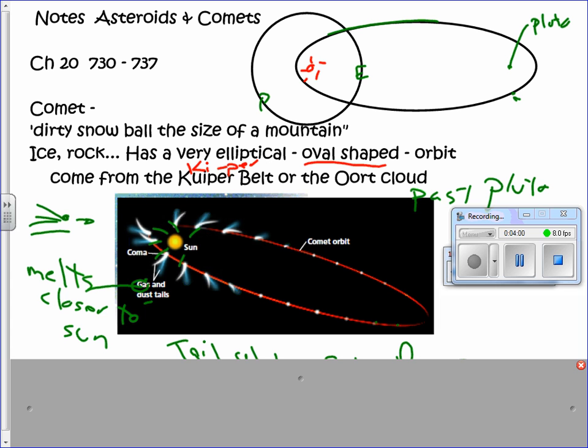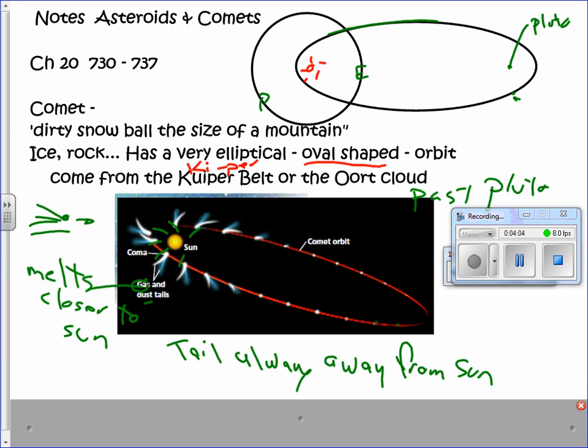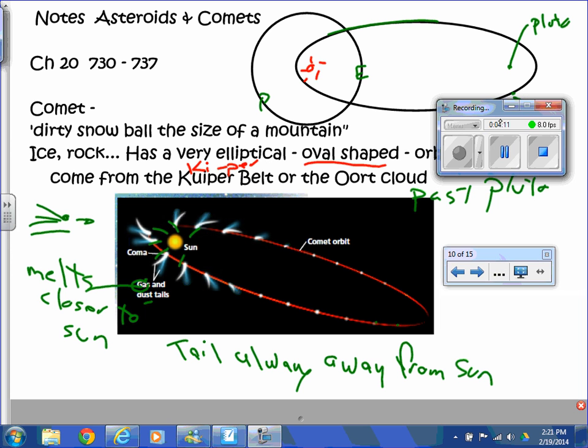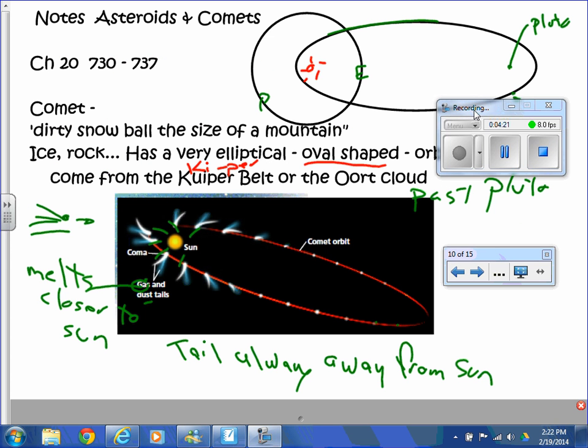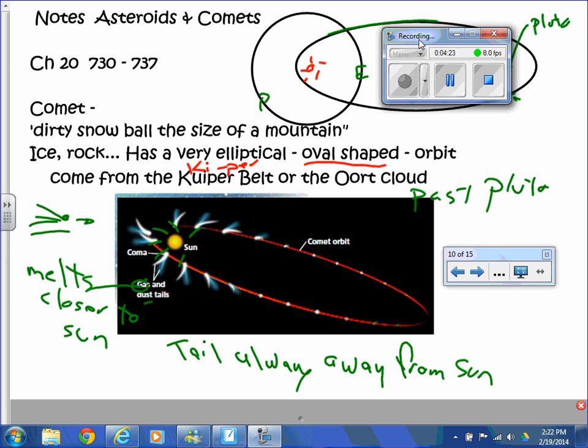There are two tails, and one is more the water vapor tail. And I think we've got that on the next slide here too. So it does actually melt and get smaller as it gets closer to the sun. See if I've got more comet stuff here. Nope. Okay. So the two tails, one is more the water and one's more the dust.